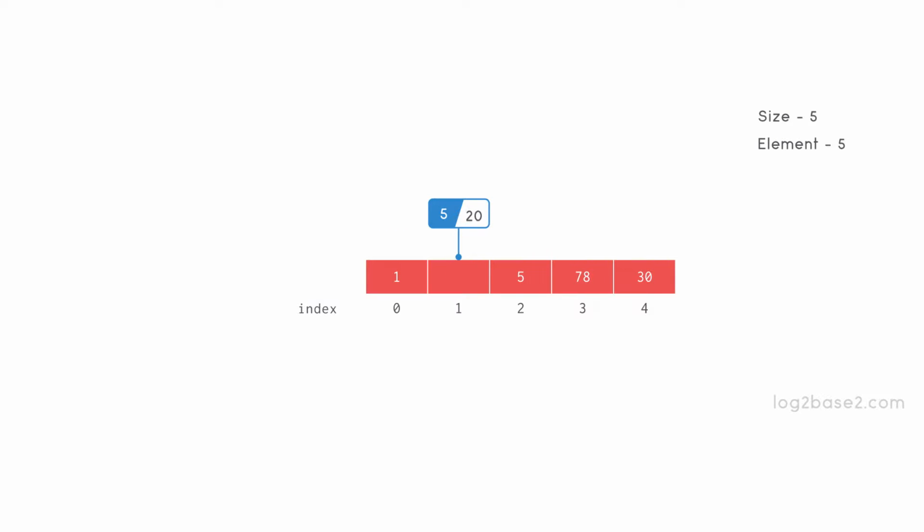Now compare 20 and 5. Again it is not the same. So compare the next element. So 5 is found at index 2. So remove the element and index 2 becomes free.